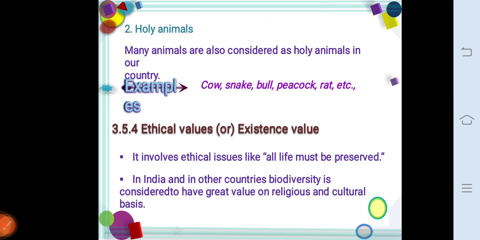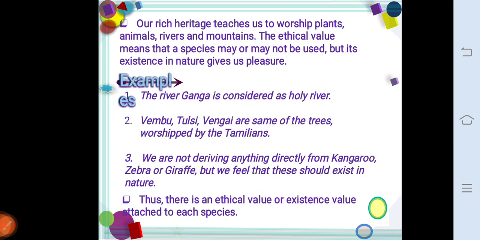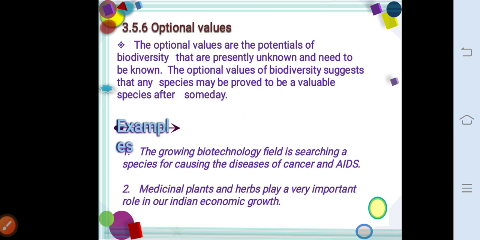These are the aesthetic values. And next, option values. Option values means searching, for example, for a good species to cure HIV/AIDS and cancer, that may be possible after some years. So it is called optional values.